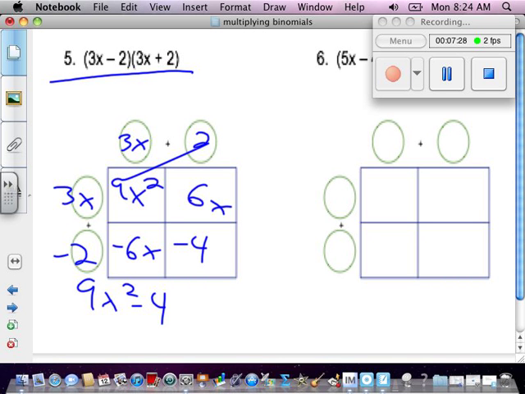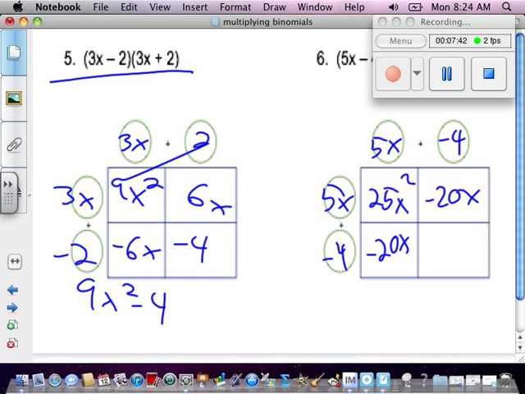All right, we've got 5x and negative 4, 5x and negative 4, 25x squared minus 20x, minus 20x plus 16. So we get 25x squared minus 40x plus 16.